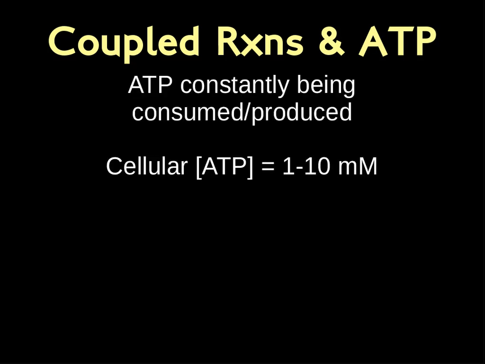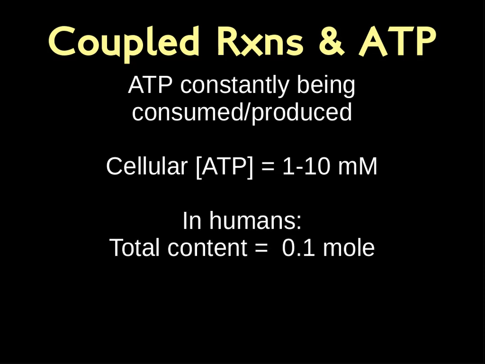So ATP inside of you is constantly being consumed and produced. You're making ATP at very high rates, and then you're consuming it at a very high rate because this is essentially the currency that all energy-needing reactions in your body use, which is a lot of reactions. The concentration of ATP in your cell at any given point is anywhere between 1 to 10 millimolar, which is actually not incredibly high. And the total content in you at any given point is about 0.1 moles.